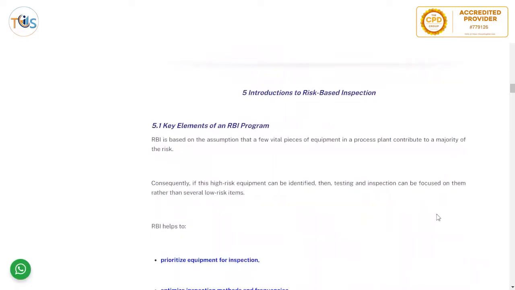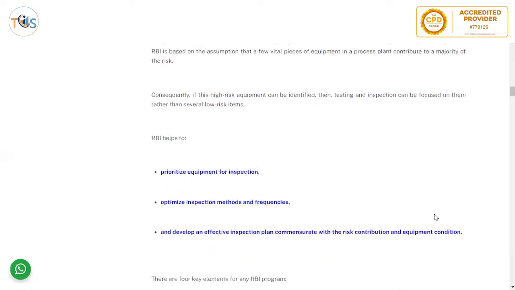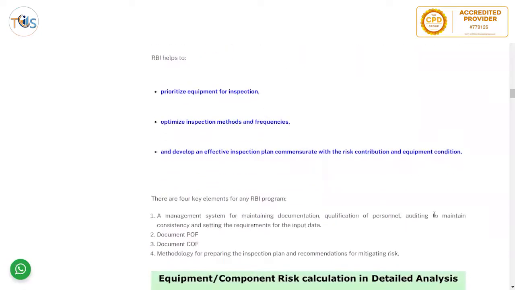Introduction to risk-based inspection. The key element of an RBI program is based on the assumption that a few vital pieces of equipment in a process plant contribute to a majority of the risk. Consequently, if the high-risk equipment can be identified, then testing and inspection can be focused on them rather than on several low-risk items. RBI helps to prioritize equipment for inspection, optimize inspection methods and frequencies, and develop an effective inspection plan commensurate with the risk contribution and equipment condition.